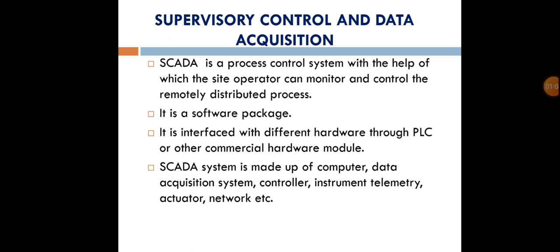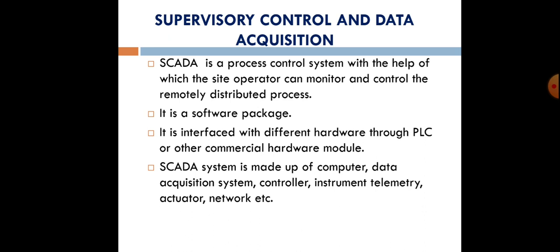Here we see the basic introduction of SCADA. We know SCADA is a process control system with the help of which the site operator can monitor and control the remotely distributed process. It is a software package. It is interfaced with different hardware through PLC or other commercial hardware modules. SCADA system is made of computers, data acquisition systems, controller, instrument telemetry, actuator, network, etc.